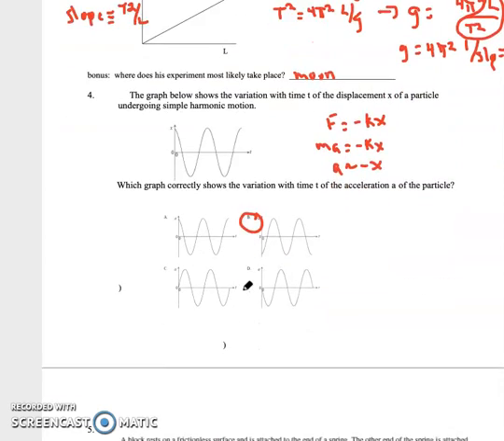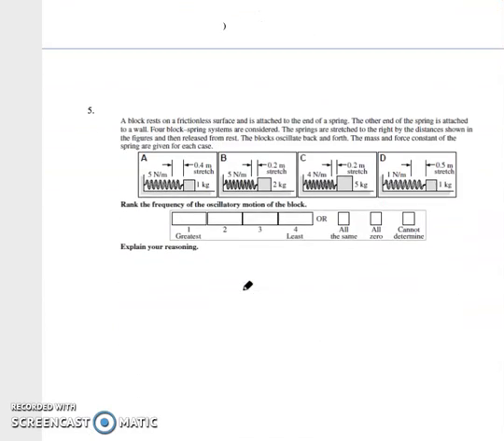Okay, last problem, 5. We have a ranking problem. Let me just give the answer. A has the greatest frequency, then B, then D, then C. Okay, none of them are equal. Now, you got to be careful. We want frequency. So the easiest way to do frequency is related to period. We know period, I'm not going to worry about the 2 pi, is proportional to radical m over k.